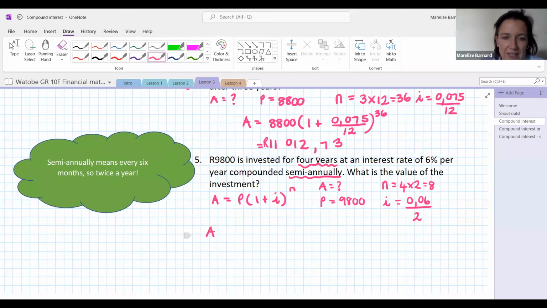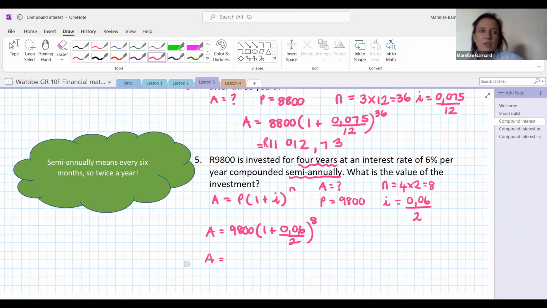Okay, let's put that into our formula. So that's 9,800 times 1 plus 0.06 divided by 2, to the power of 8. Okay, and pop your answer in the chat when you have it.